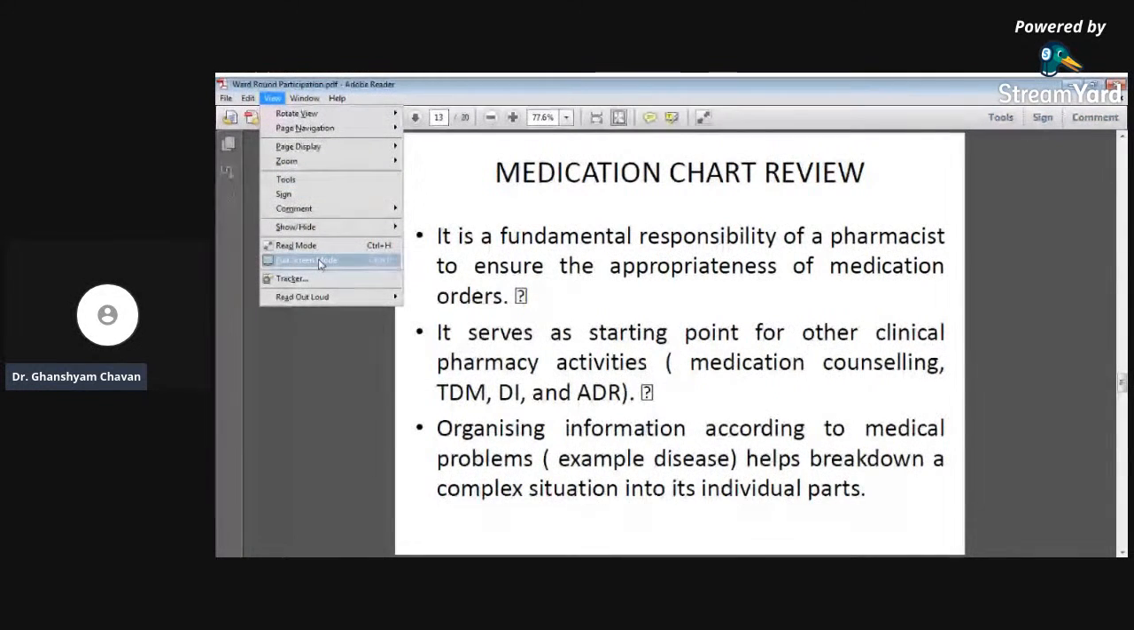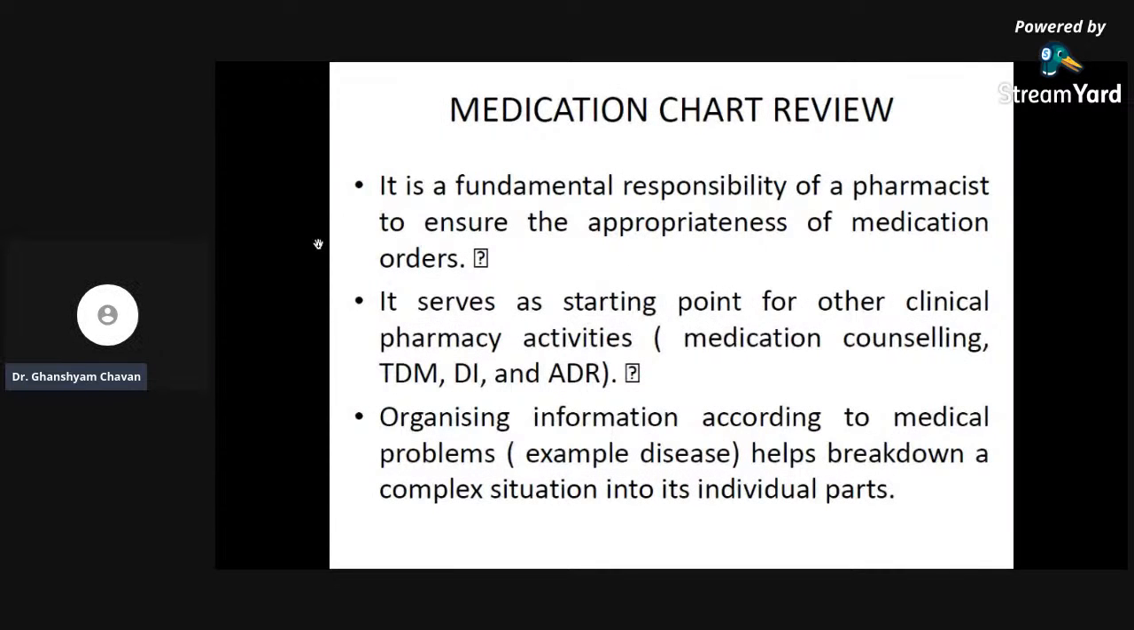Today we will discuss the topic medication chart review, clinical review, and pharmacist intervention. First of all, what is medication chart review? It is a fundamental responsibility of a pharmacist to ensure the appropriateness of medication orders. It means we need to ensure that the drugs prescribed to the patients are proper and correct. It serves as a starting point for other clinical pharmacy activities.